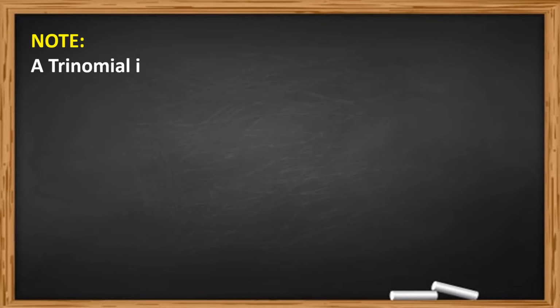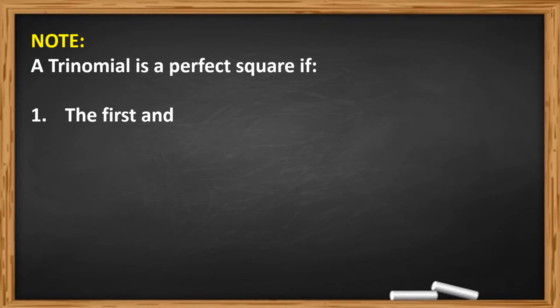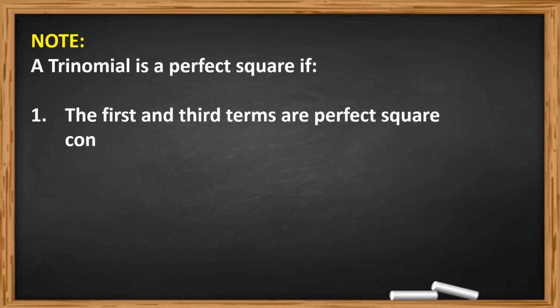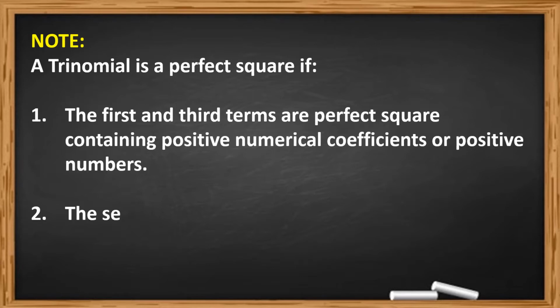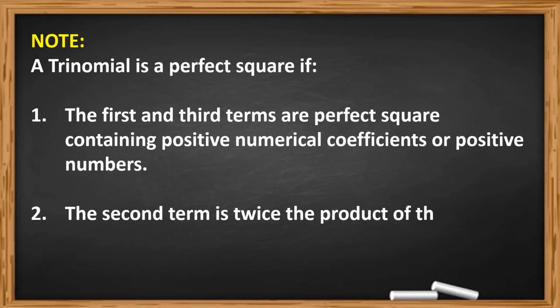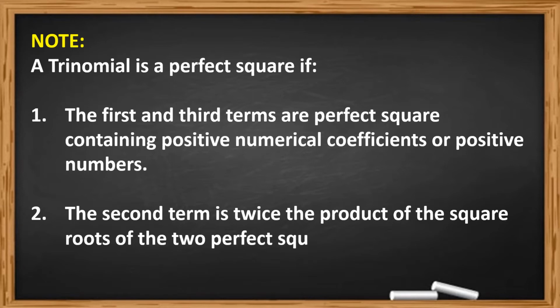Okay, now to make sure that you really are dealing with a trinomial perfect square, here are the conditions that you should satisfy. Number one, the first and third terms are perfect squares containing positive numerical coefficients or positive numbers. And number two, the second term should be twice the product of the square roots of the two perfect square terms, the first term and the third term.